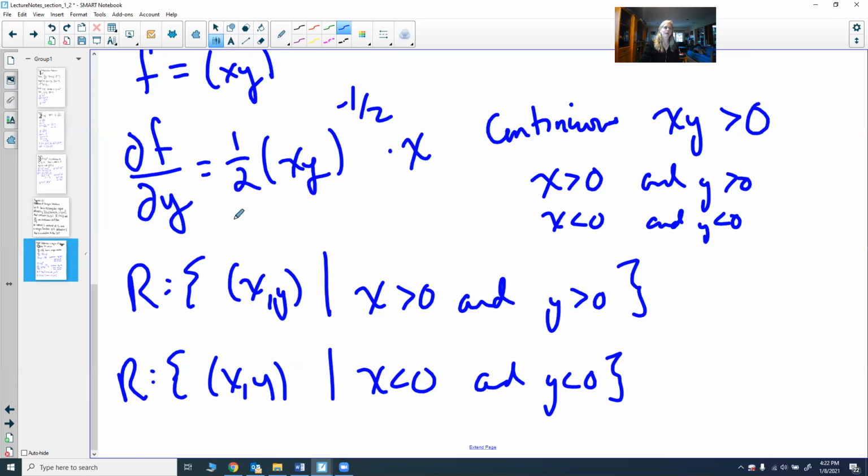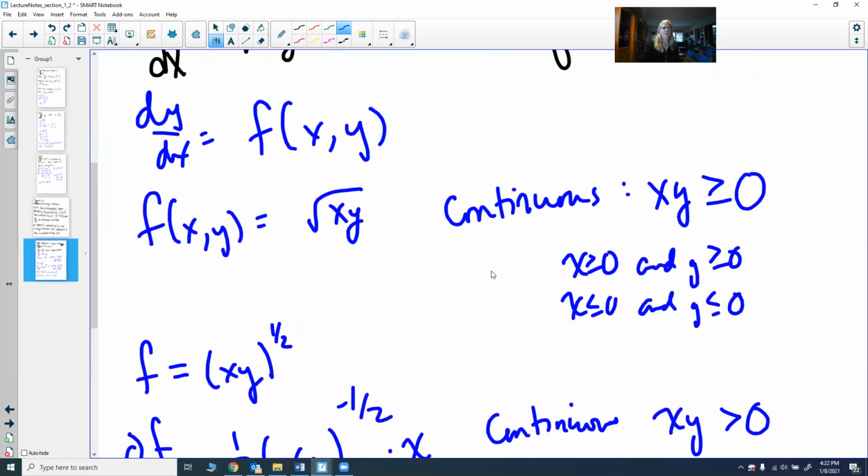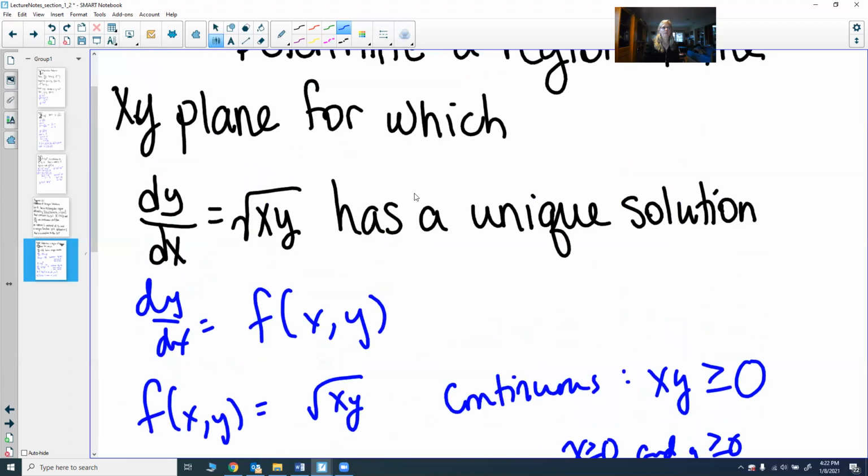And that's kind of what initial value problems are. You know you're going to have a unique solution as long as you pick an x that's bigger than 0 and a y that's bigger than 0 when you do your initial value problem here. And there you have your information.